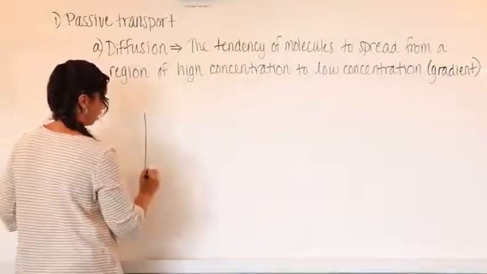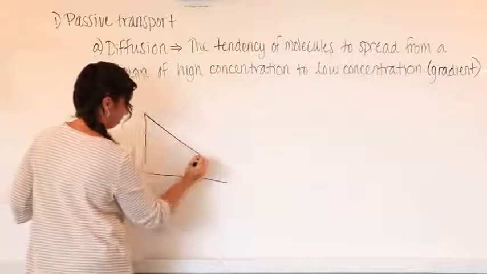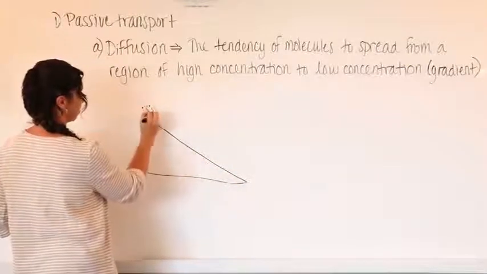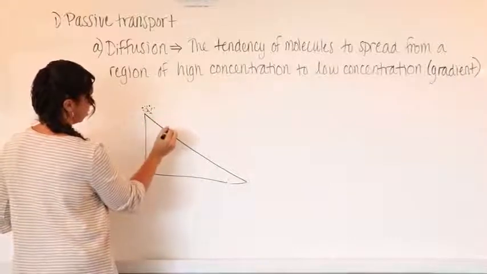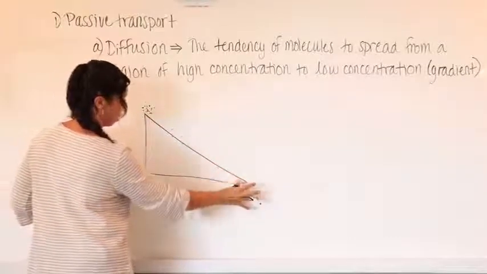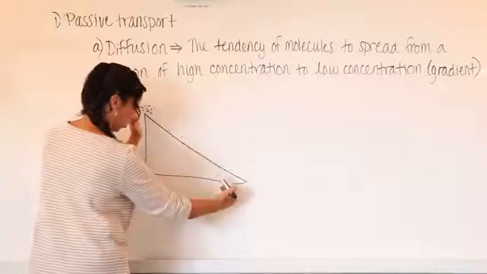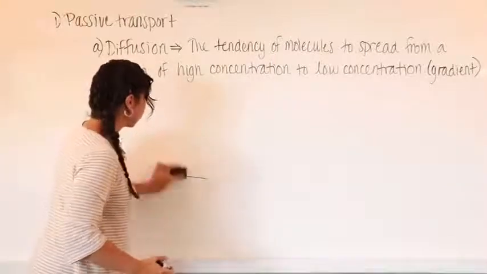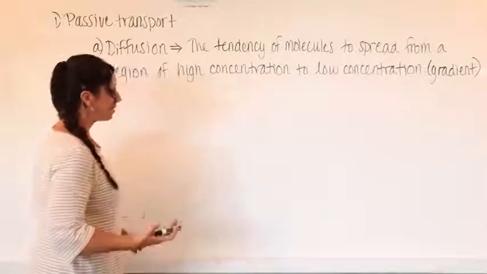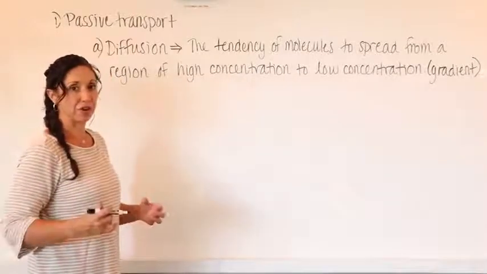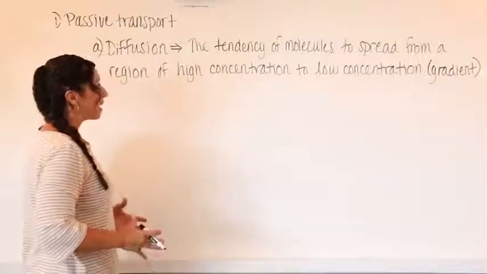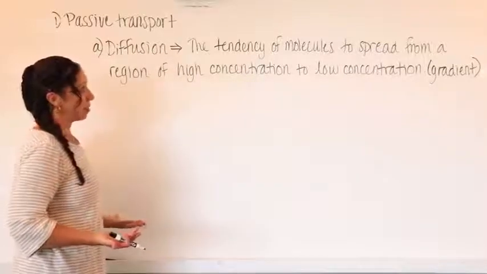So if I were to draw a gradient, I would have a high concentration of whatever substance this is, and it would just slowly diffuse down to the low concentration. You have something high going to low. That's what a gradient is. Now if you think about it in a cell membrane, you can see how things naturally want to go from an area of high concentration to low concentration. But not everything gets to do that in a cell membrane.